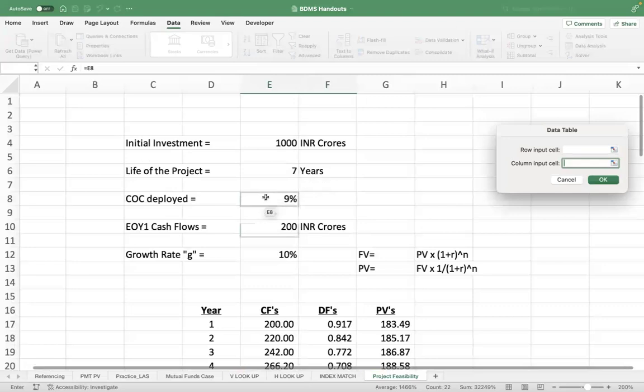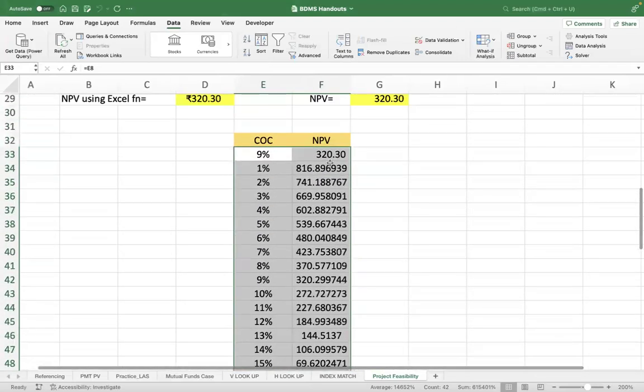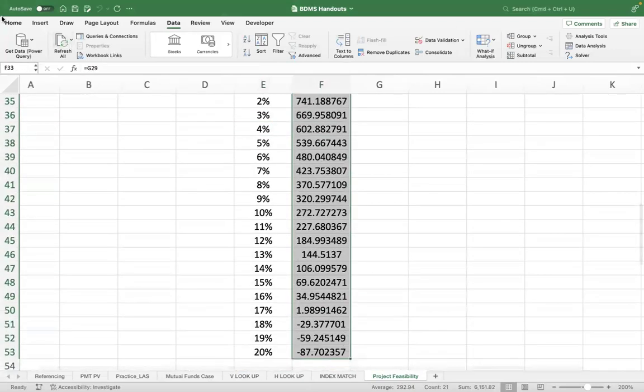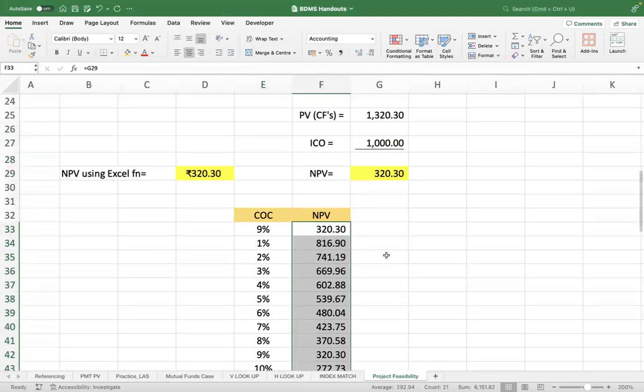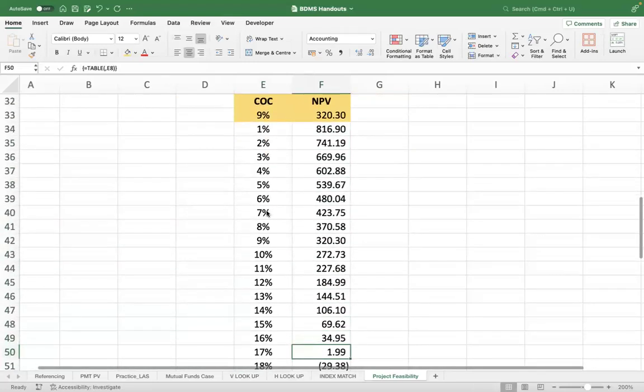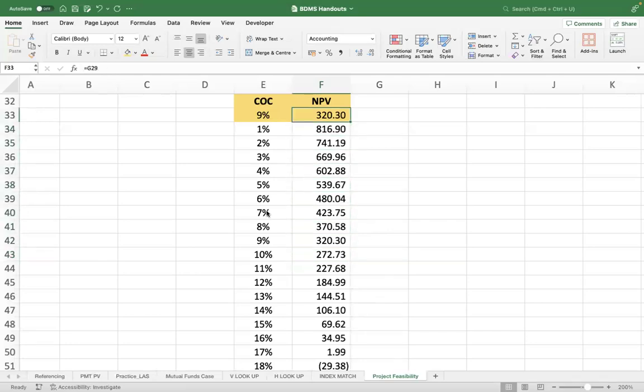And here I'll put my link on that cell, where changing it will change the entire model on its own, which is this cell. And I press OK, and you will see that you will get all your NPVs. Can you see that? All the NPVs have come here, right? So this is your base case. You can leave this. So if you start from 1% to go up to 20%, you will see that as my cost of capital is increasing, my NPV is falling down.